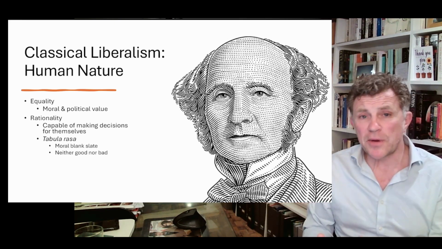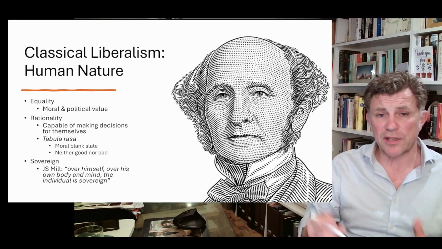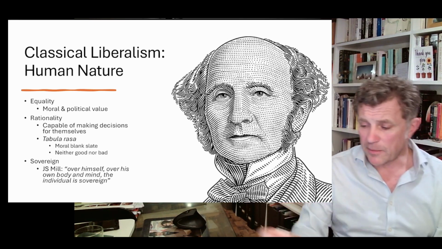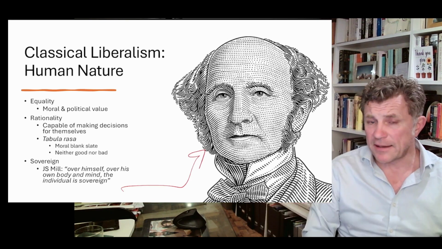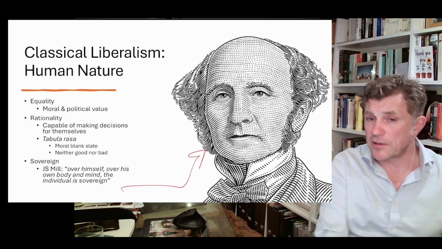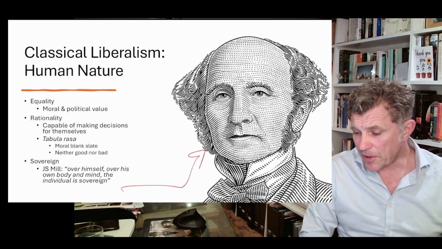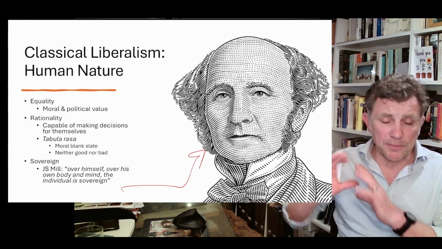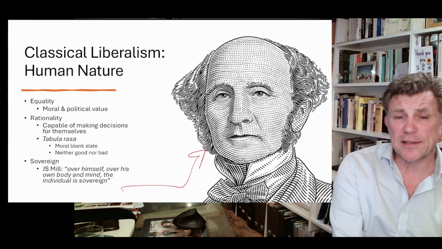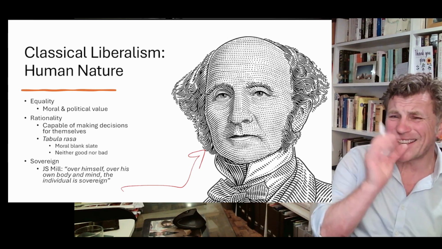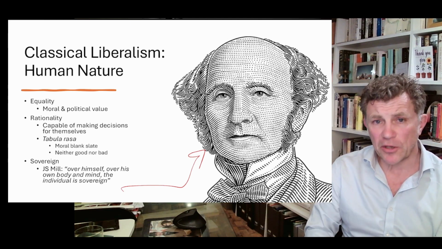And if you take those two ideas in combination and you add them together, then you come up with this idea of sovereignty. And here is your first thinker coming in. This is J.S. Mill over here, in case you were wondering. And he said, and you'll have to excuse the casual sexism, over himself and his own body and mind, the individual is sovereign. Putting that to one side, it's beautifully expressed. So nobody has any authority, or certainly nobody has the intrinsic authority, to tell you to do something that you do not want to do.